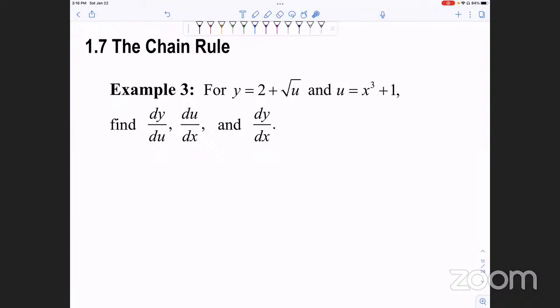So for y equals this and u equals this, all right. So now, let me think about this.